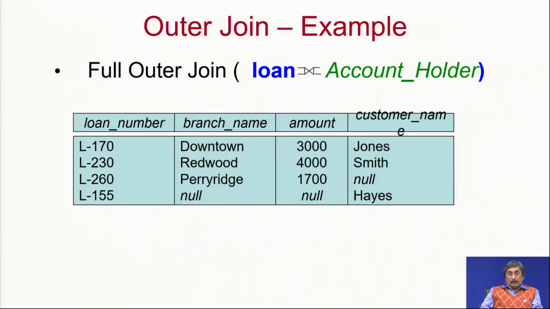In this case, I find out that account holders in this bank are 3: Jones, Smith and Hayes. Out of them, Hayes does not have any loan, and there are 3 loans in this particular bank, out of which the loan number L-260 does not have an account in this particular branch. So, I can get more information about these 2 tables when I do this outer join, right.